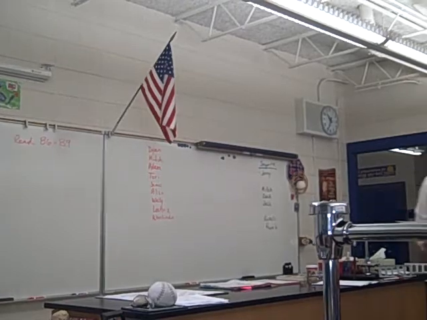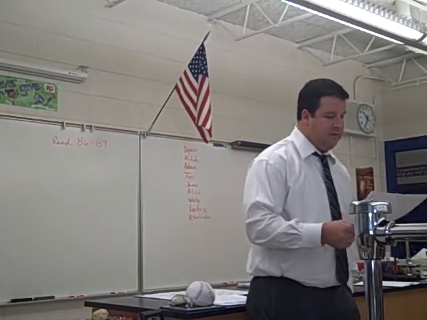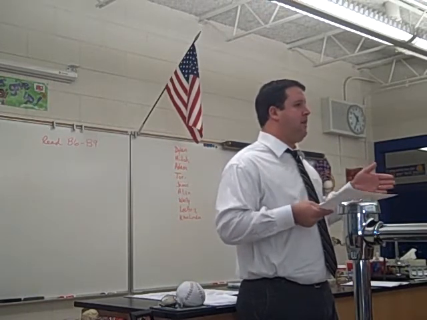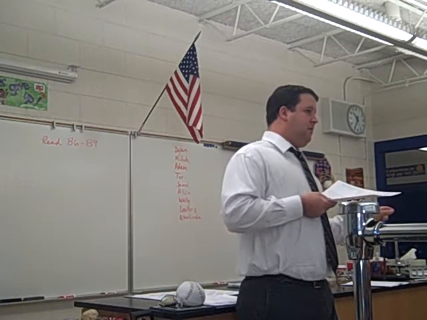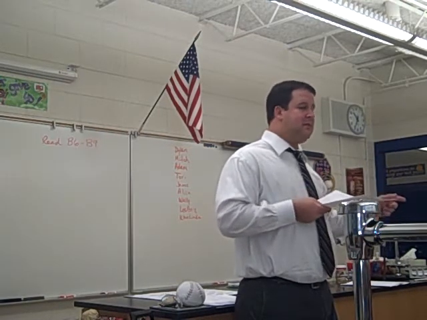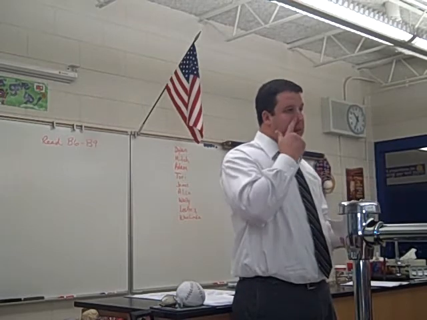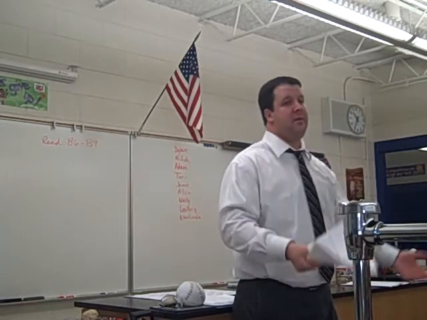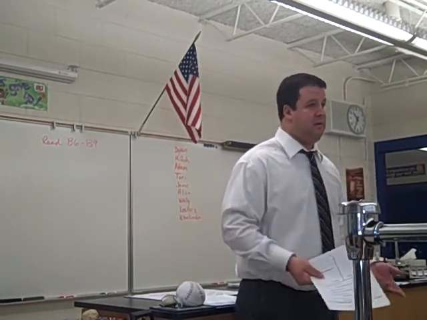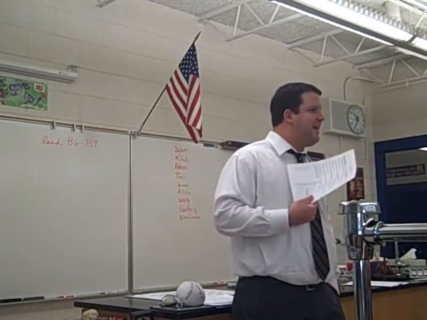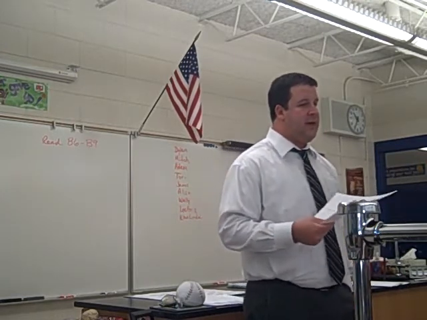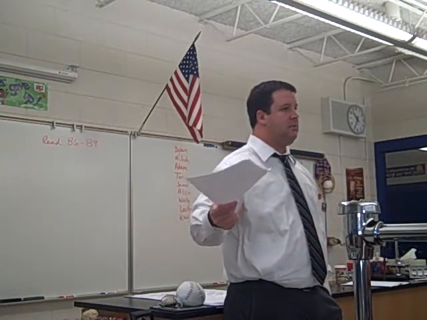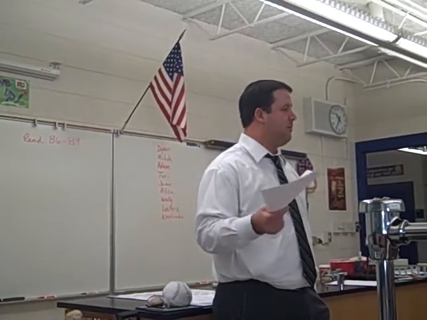Number 3, put in order the levels of organization of a living thing. Now, what does that mean? That means, what's the basic building block of all living things? A cell. Cells work together to make tissue, tissue works together to make organs, organs work together to make organ systems, and organ systems work together to make organisms. If you know and understand that, then that's what it means. Cell, tissue, organ, organ system, organism.